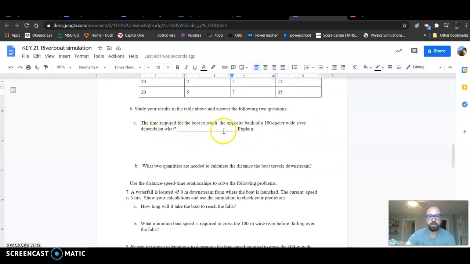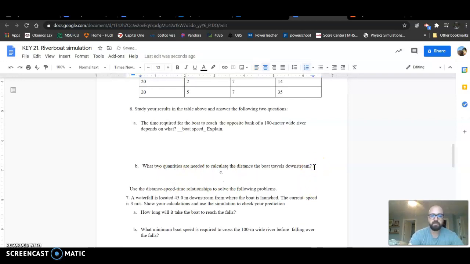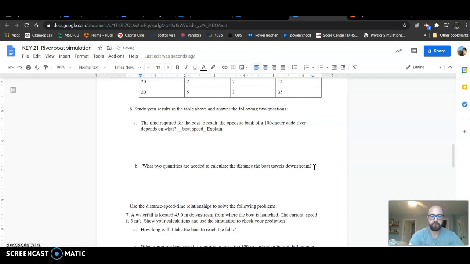So the time required for the boat to reach the opposite bank of a 100-meter wide river depends on, it seems like we're saying this over and over again, the boat speed. And the explanation is that the other things don't affect it. Its due east speed is what determines how long it takes to get across. And now if we want to calculate the distance downstream, so the distance downstream is going to depend on, why is it doing, oh, this is weird.